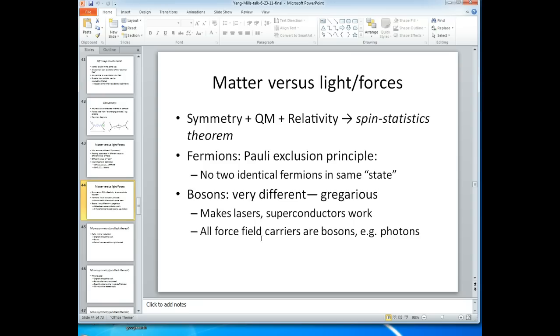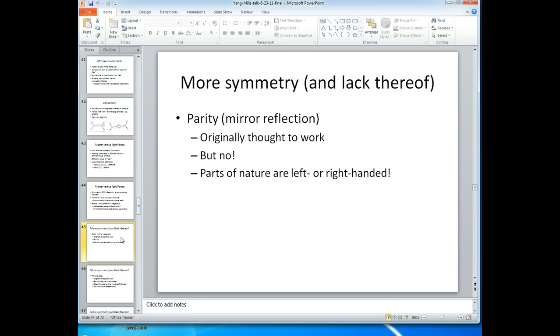And it turns out that all the force field carriers are bosons. So, for example, photons are the simplest example of a boson. And so that's one reason why forces are very different from matter. It's really based on this spin statistics thing. So I think it's really beautiful that it really comes from symmetry. At least part of it's from symmetry.